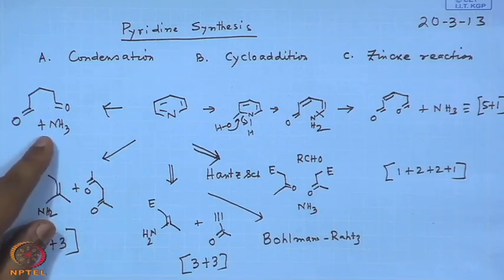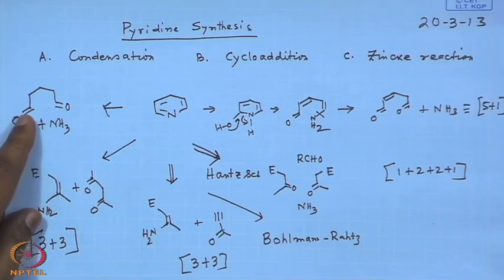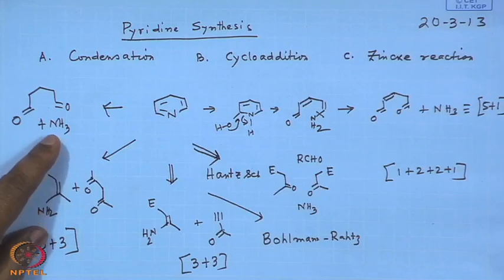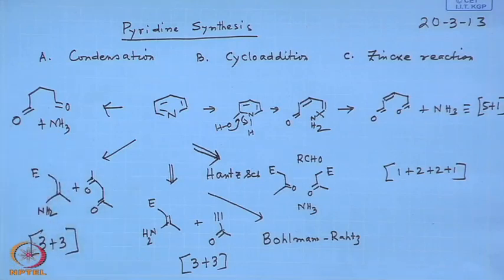For example, in this one, if you condense this 1,4 dicarbonyl compound with ammonia, you will not end up with the pyridine derivative. You will actually get the dihydropyridine derivative. So, you have to then oxidize the corresponding dihydropyridine derivative to the pyridine derivative.